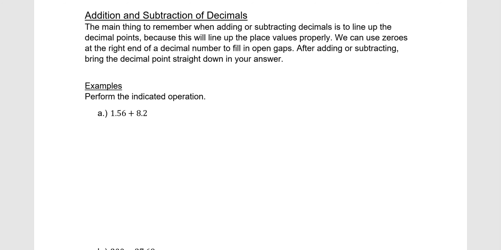So the next thing here is adding and subtracting decimals. The one thing to remember here is when we're adding or subtracting decimals, when we're setting this up like a column, we have to line up the decimal points because it'll line up the place values properly. And we have to remember that we're allowed to use zeros at the right end of a decimal number to fill in the open gaps. And when we're done adding or subtracting, we just bring the decimal points straight down.